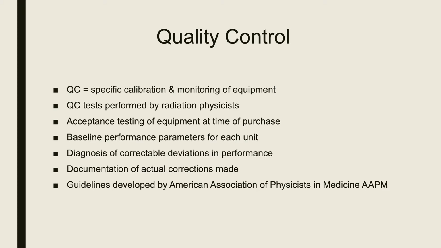So there are specific calibration and monitoring tests that are done, and these are usually performed by a radiation physicist, usually on an annual basis. There are acceptance testings for equipment, usually at the time of purchase, and then there's a baseline performance for each unit, and diagnosis of correctable deviations in performance. So if something goes wrong, there's a diagnosis to fix it, and documentation of those corrections. All of these guidelines were developed by the American Association of Physicists in Medicine.